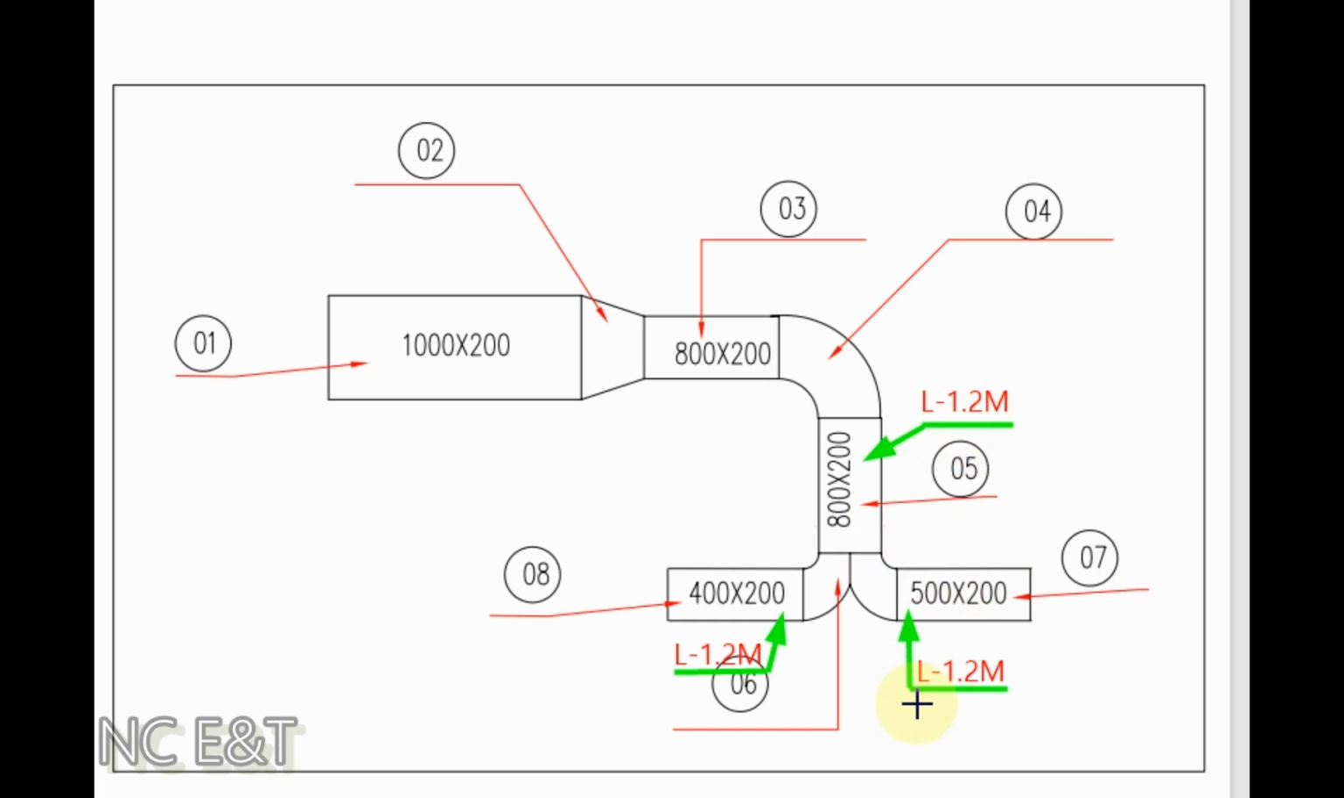Number 6 is the Y branch, size 800 by 200, 500 by 200, 400 by 200. Number 7 is the straight duct, again length 1.2 meter, size 500 by 200, and number 8 is the straight duct, 400 by 200, length 1.2 meter.